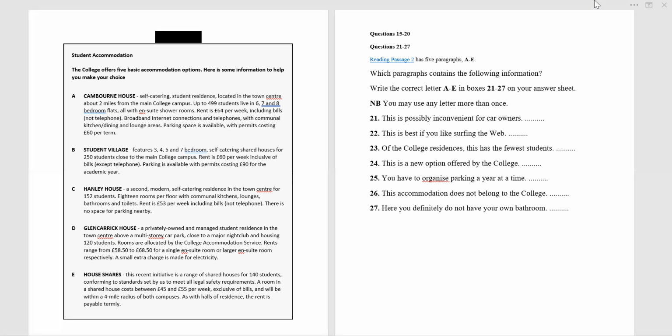Wait 2 minutes. Aleem, 21, 22, 23, 24, 25, 26, and 27. Okay, up to 26, it's right. And 27, but the both ones are not right. And Zarish, your answer number 26 is right.